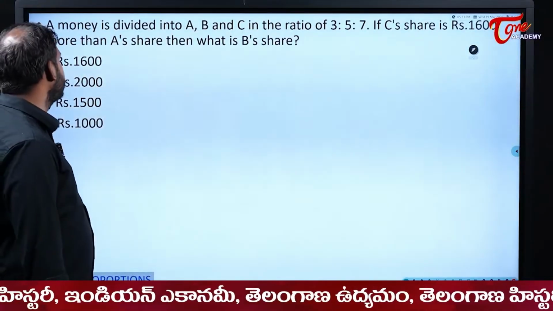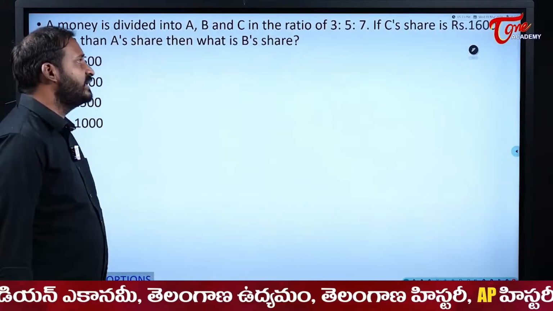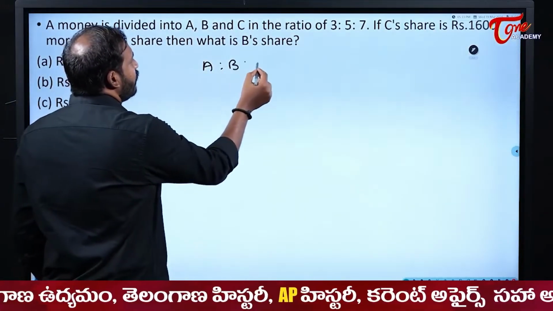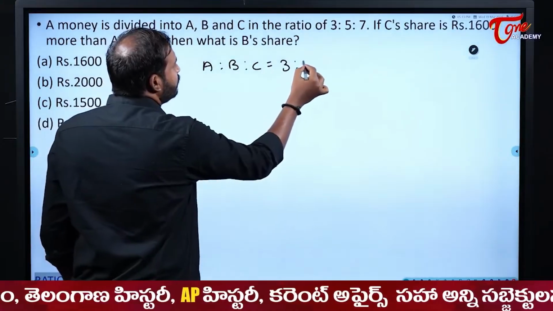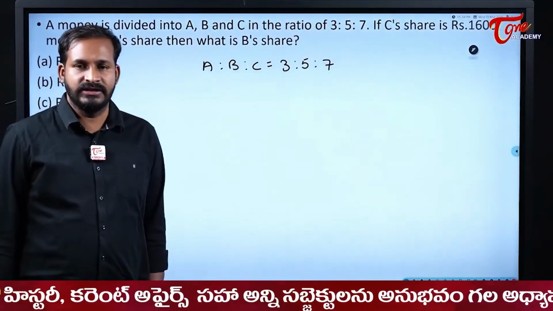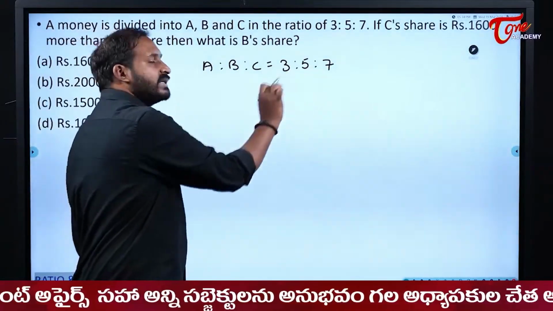A sum of money is divided among A, B and C in the ratio 3:5:7. If C's share is 1600 more than A's share, then what is B's share? Now see here, A, B and C are in what ratio? 3:5:7. That means 3 parts, 5 parts and 7 parts.